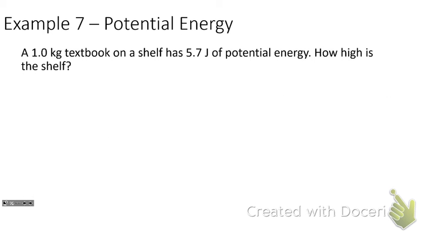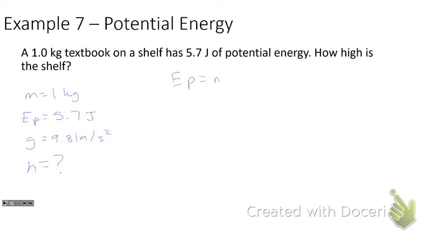A textbook is on a shelf. The mass of the textbook is 1 kilogram. It has potential energy, EP, equal to 5.7 joules. What's not given in the question but we always know? G, gravity. We know G is 9.81 meters per second squared. So we are looking for our height.